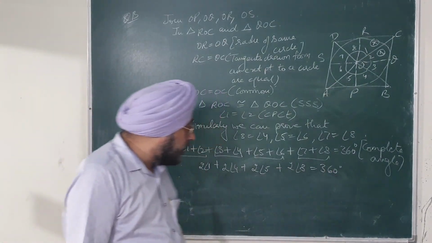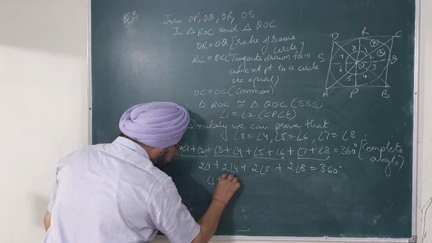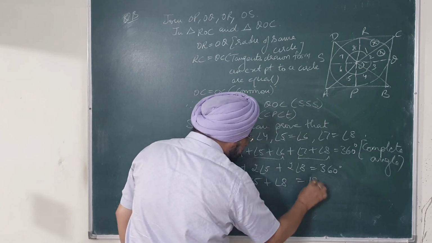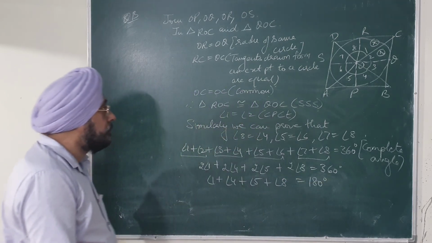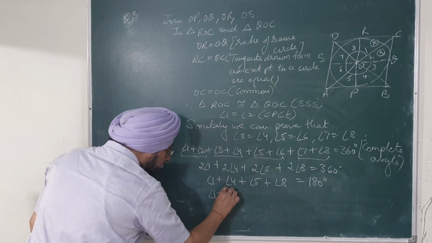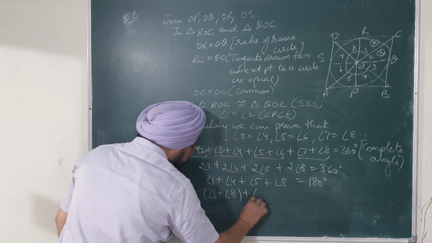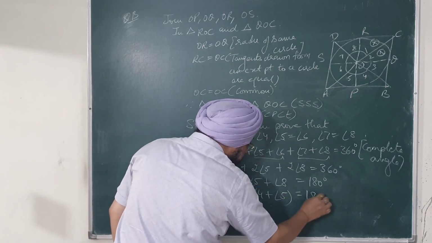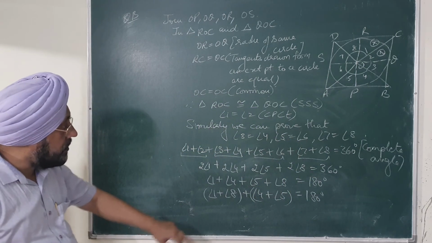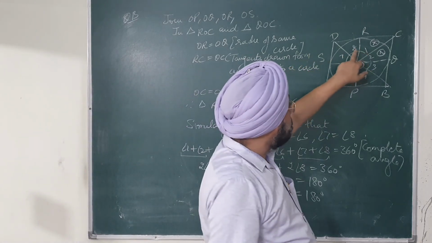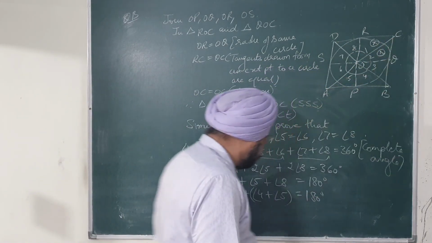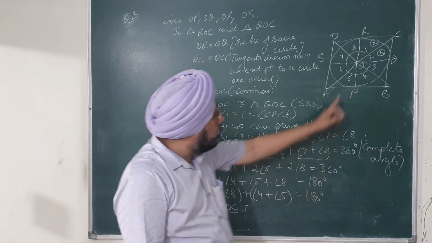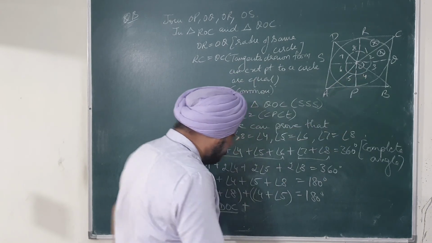Now divide both sides by 2, we get angle 1 + angle 4 + angle 5 + angle 8 equal to 180 degree. If I combine angle 1 with angle 8 and angle 4 with angle 5, what will we get? Now simply see what is 1 + 8. 1 + 8, can I say there is angle DOC? What is angle 4 + 5? Is it AOB?